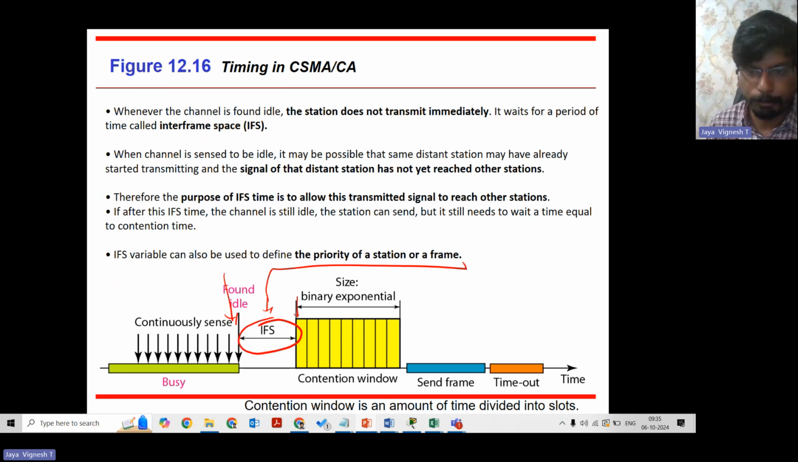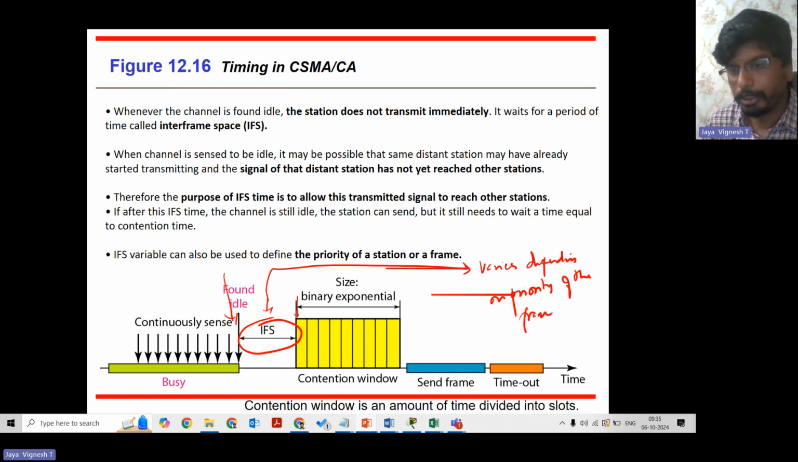But this interframe spacing duration varies depending upon the priority of the frame. So what do you mean by priority of the frame? Let's classify this. You have normal data frames, which could be your email data or a file that you download, or it could be video frames or audio frames. All these are conveying information. So you could either have data frames or you could have control frames.